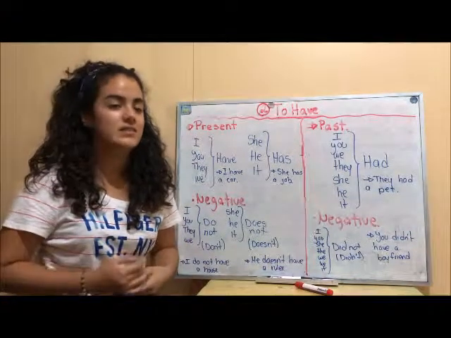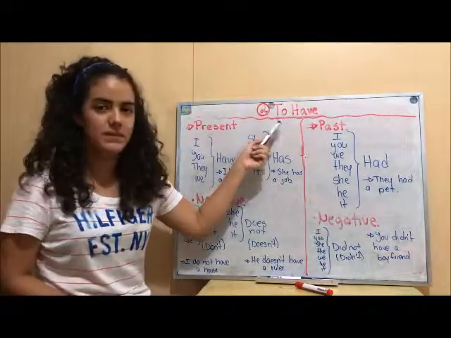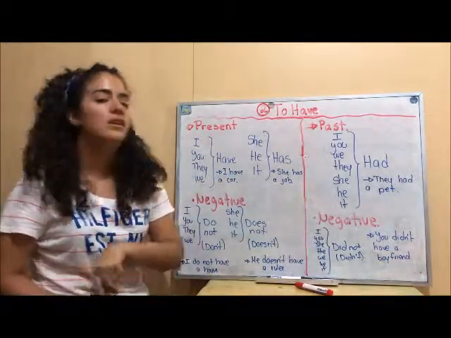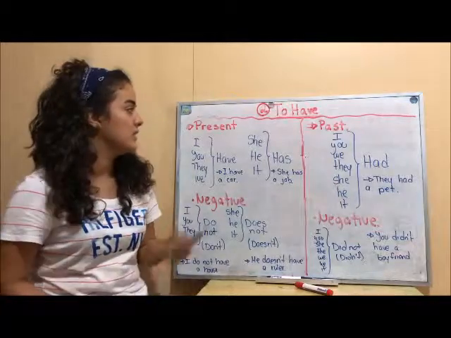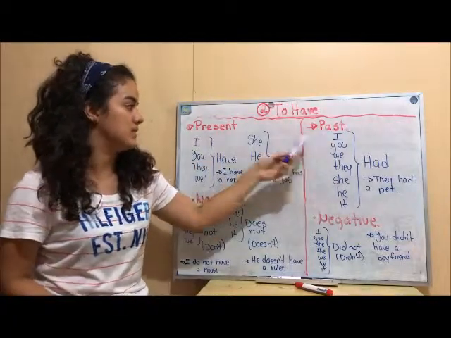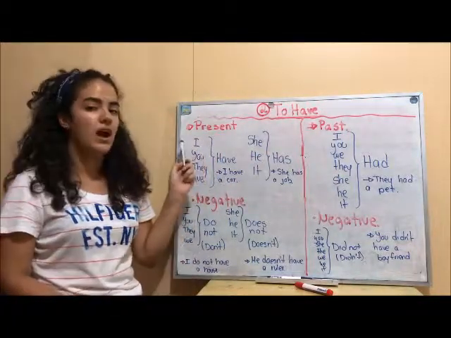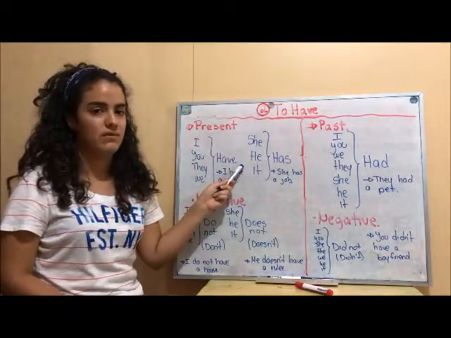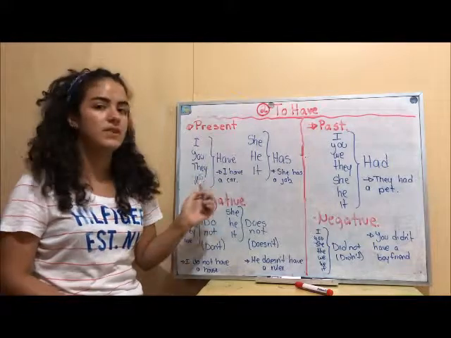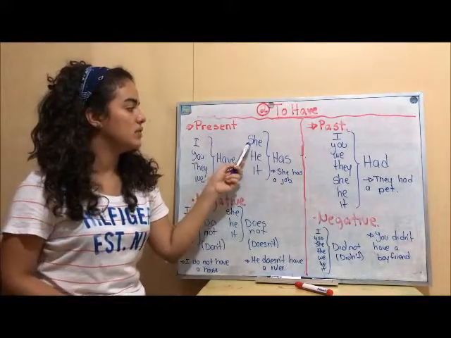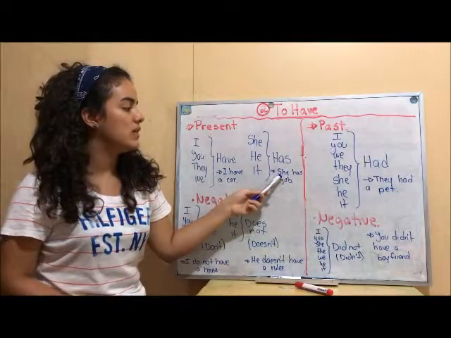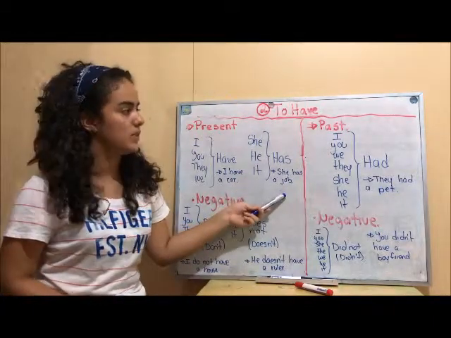And now our second topic is the verb to have. It means in Spanish, tener, and it means to possess something. Now we have present and past. So for present, for I, you, they, and we, we have the verb have. For example, I have a car. And for she, he, and it, we have the verb has. For example, she has a job.